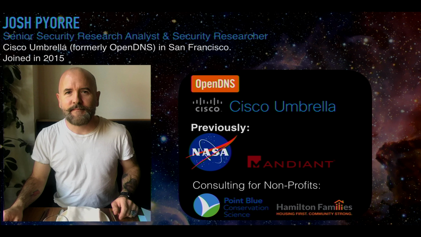As mentioned, I worked with NASA about 5 years. I took a year off and went to Mandiant, went back and was their threat researcher, one of 2 threat researchers for the whole agency, which is crazy. I've done consulting for nonprofits in San Francisco, where I'm currently based, and I work for Cisco Umbrella, previously OpenDNS, and get to play with a lot of DNS data every day.